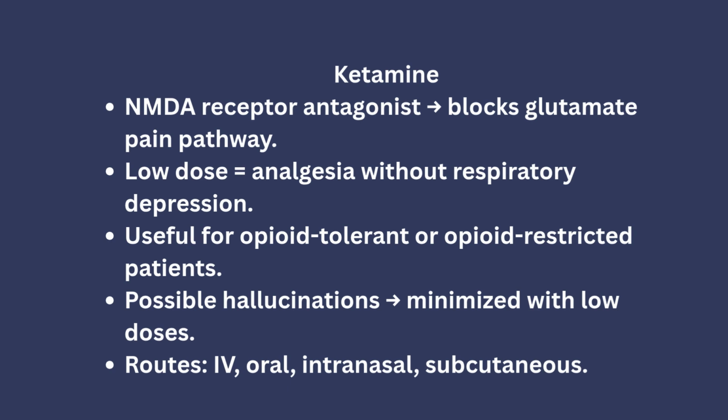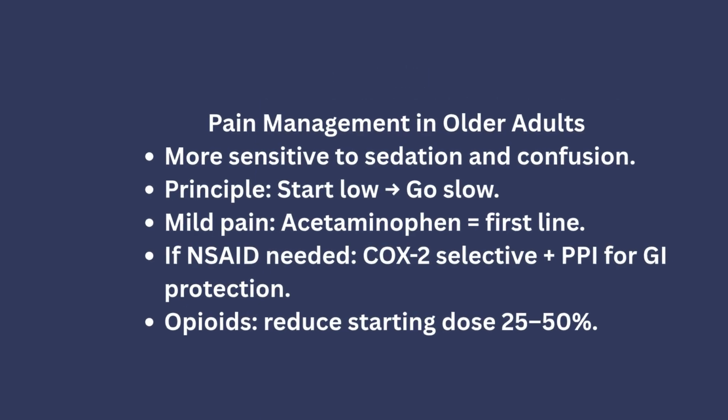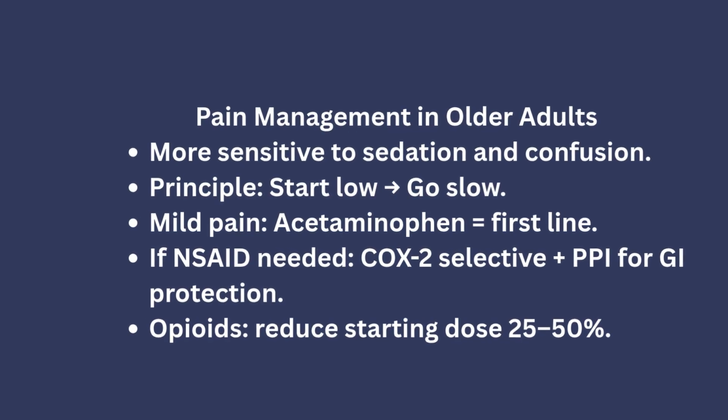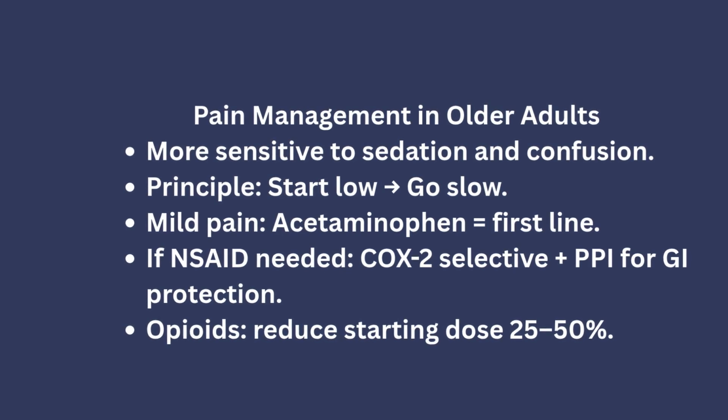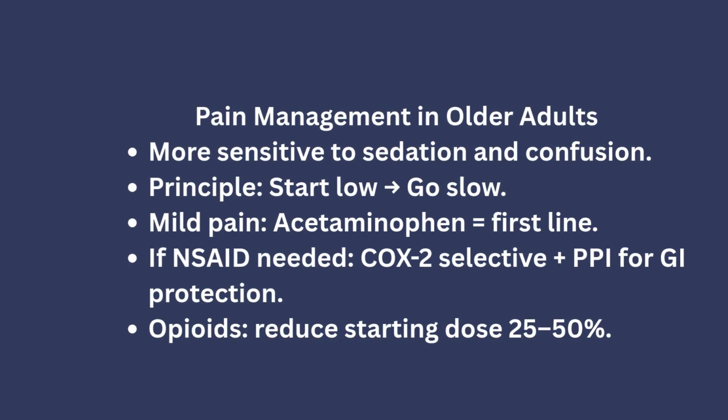It's given by IV most often, but can also be given orally, intranasally, or subcutaneously. When caring for older adults, pain management becomes more complex. Many older patients live with chronic pain, but they're also more sensitive to medications that cause sedation or confusion, such as antidepressants, anticonvulsants, or opioids. For that reason, we always start low and titrate slowly.